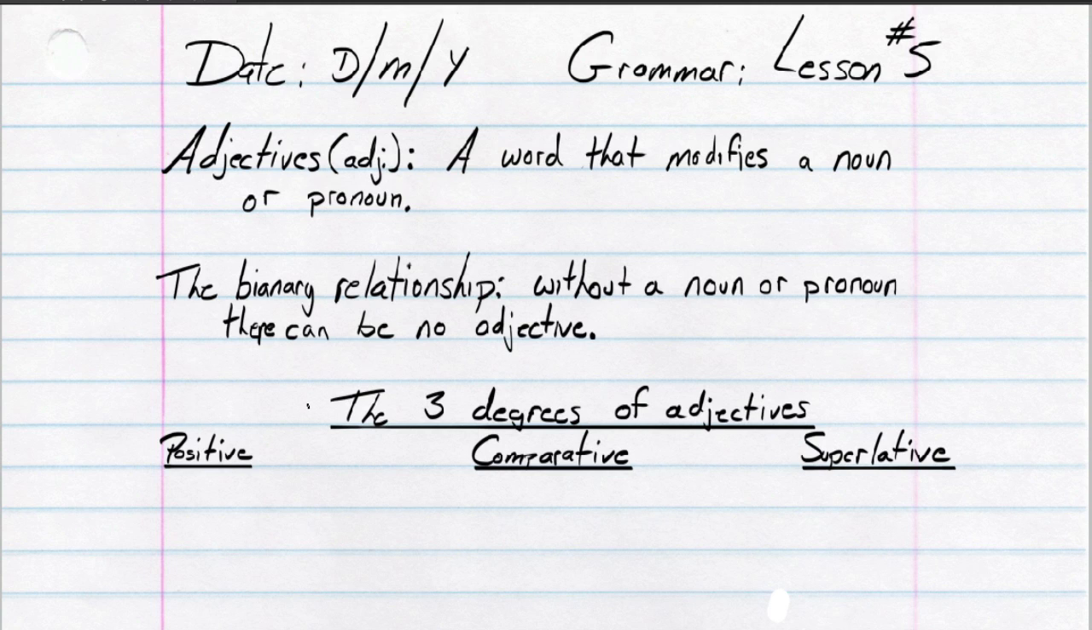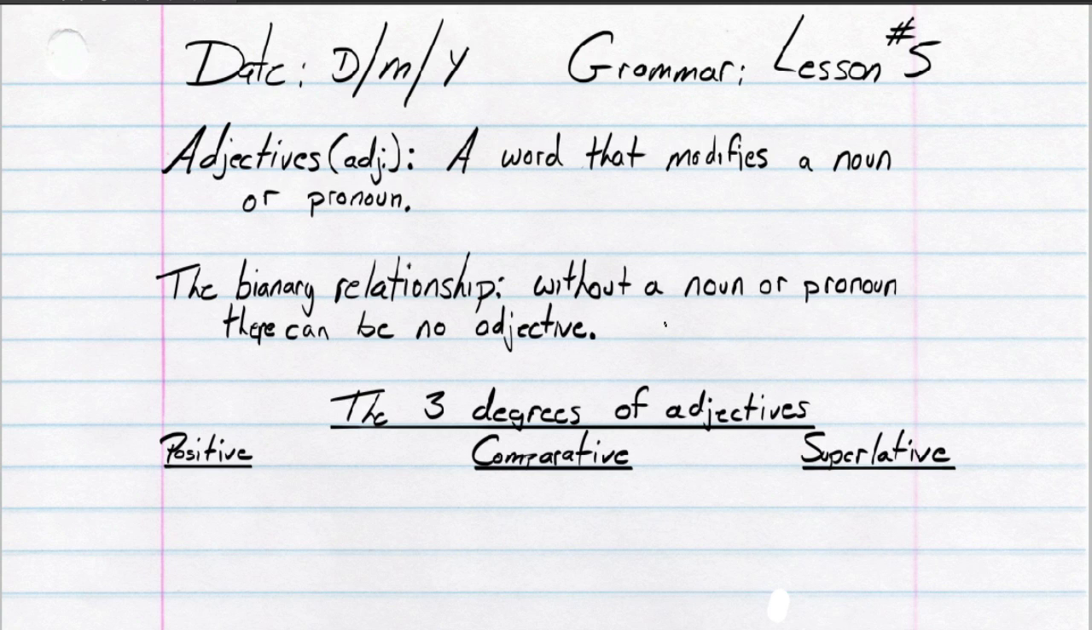Moving on down, there are 3 degrees of adjectives. Actually, let me pause for a second and explain that, give you a chance to catch up with your notes. So without a noun or a pronoun, there can be no adjective. For example, the definition of a moon is an object that orbits a planet. So without a planet, there can be no moon. So let's think of it that way.